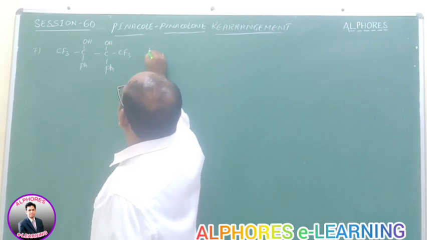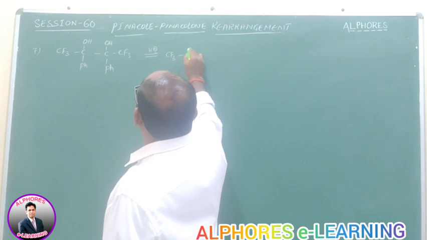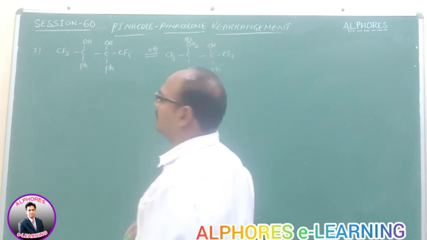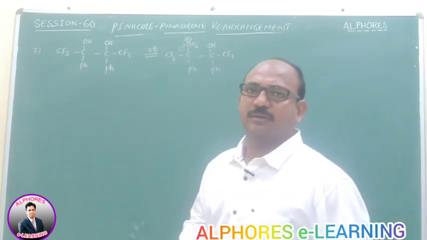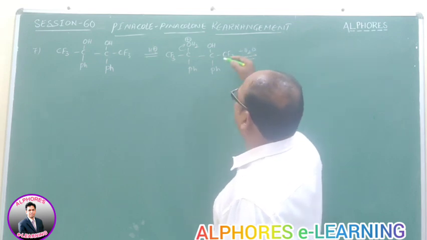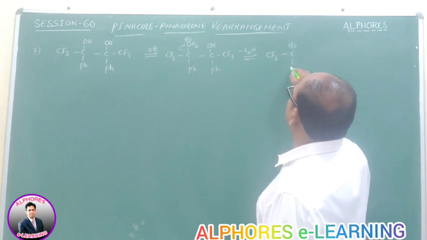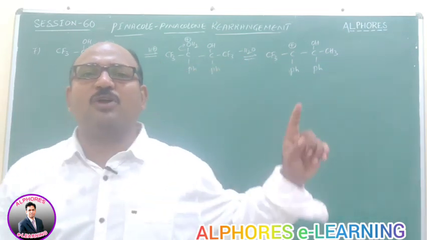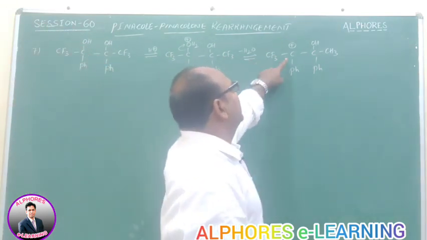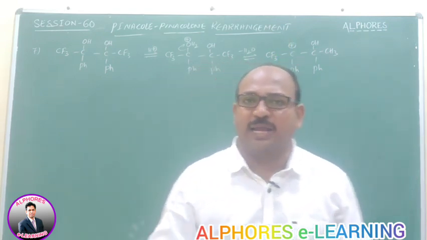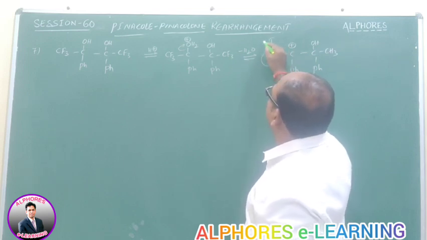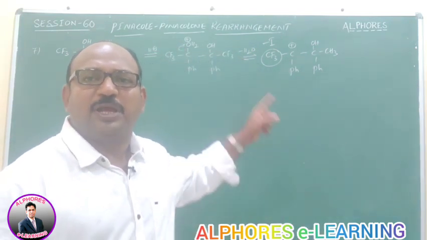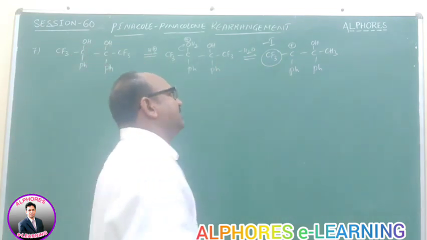We are expecting generally, upon acidification, one of the OH groups gets protonated, CF3 COH2+, and here phenyl. This OH remains as such, CF3 and Ph. Now this will leave away. By leaving that OH2 group, that is H2O, we are getting CF3C+ and phenyl group, here OH, CH3 Ph. Now we need to think once whether the formed carbocation is stable or not. See here, this positive charge is destabilized by the strong minus I effect of CF3. Because CF3 has a strong minus I effect, this carbocation is destabilized.